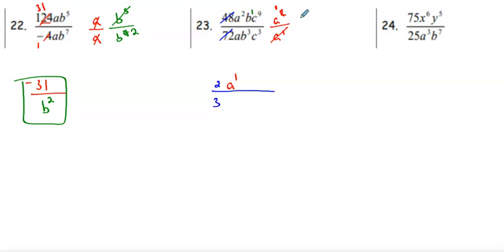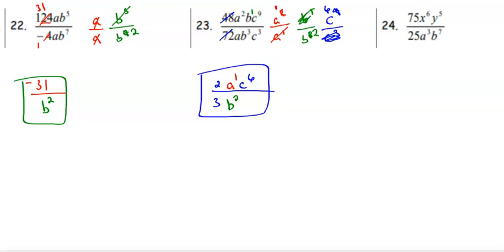B to the 1st and b cubed. Take 1 b from the numerator and I have nothing. Take 1 b from the denominator and I have 2 left, so b squared. And then c, I have c to the 9th over c cubed. So I'm going to take 3 c's from my denominator and I have none left. Take 3 c's from here and I have 6 left. So I have c to the 6th in my numerator. And final answer.